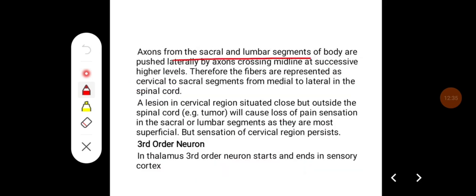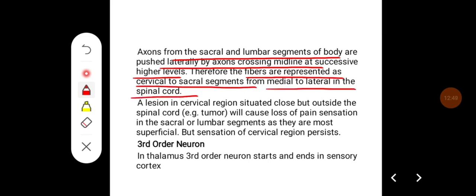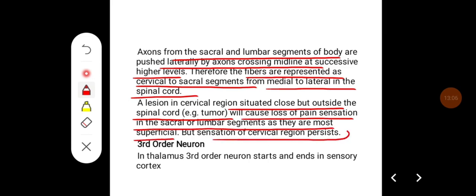Axons from the sacral and lumbar segments of the body are pushed laterally by axons crossing the midline at successively higher levels. Therefore, the fibers are represented from cervical to sacral segments, from medial to lateral, in the spinal cord. A lesion in the cervical region situated close to but outside the spinal cord, for example a tumor, will cause loss of pain sensation in the sacral or lumbar segments, as they are most superficial, but the sensation of the cervical region persists. The third order neurons start in the thalamus and end in the sensory cortex.